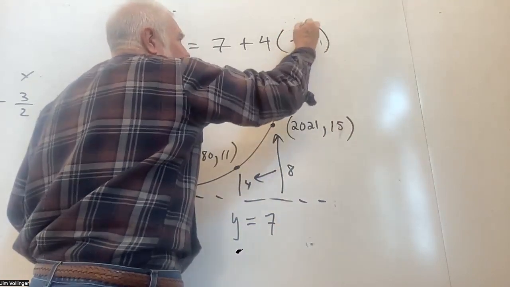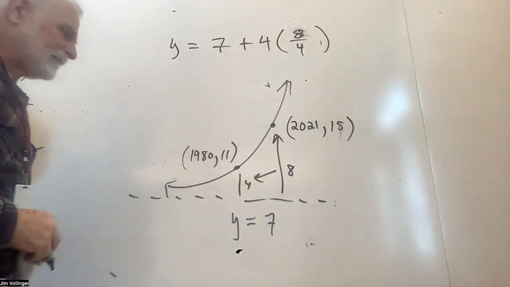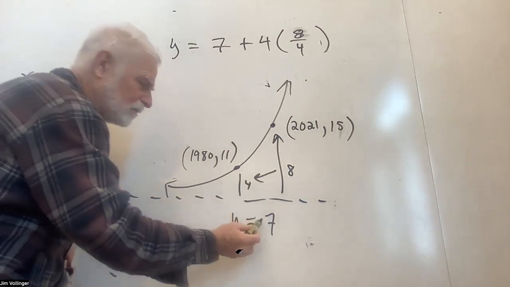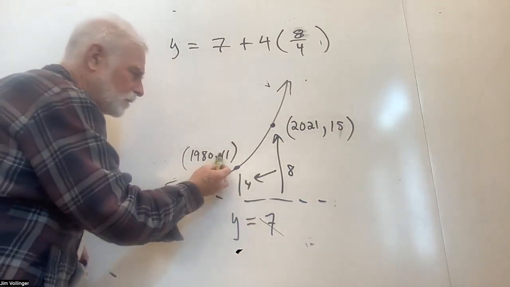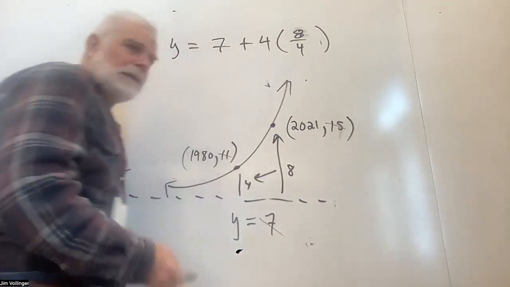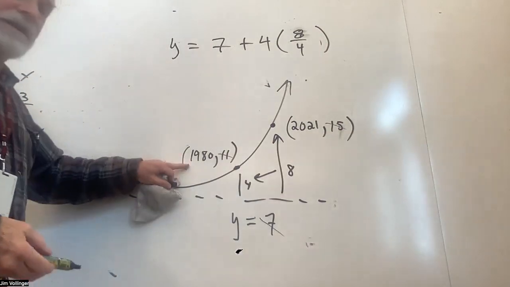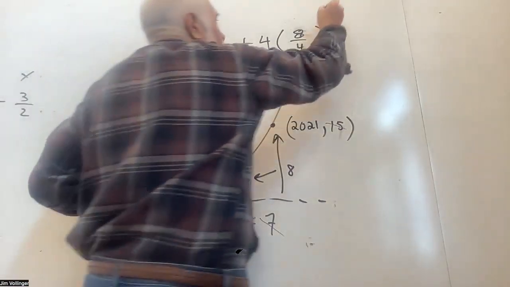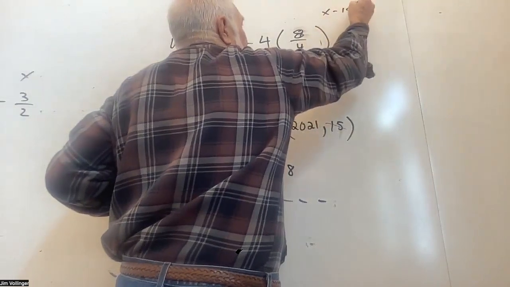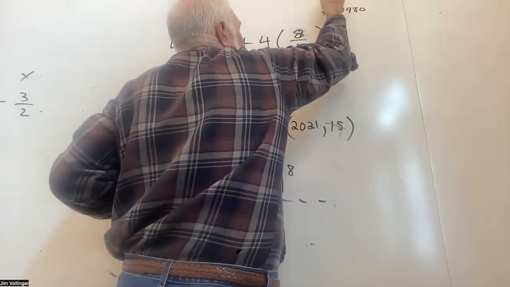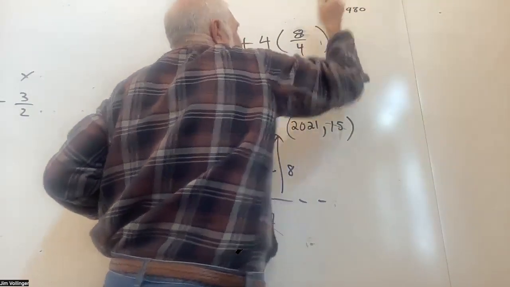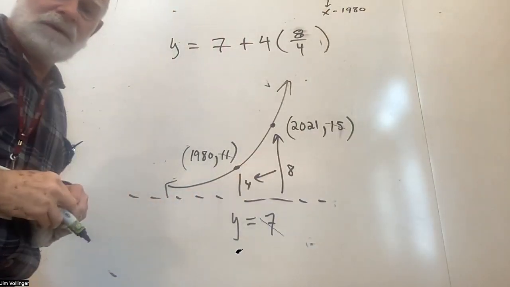Let's go back to 8. Okay, that takes care of the y values. I'm just going to put a little boom, a little boom, a little boom. All right, and then we're going to turn 1980 into a 0. X minus 1980. So let's put 1980 in, see what happens. 1980 minus 1980 is 0.